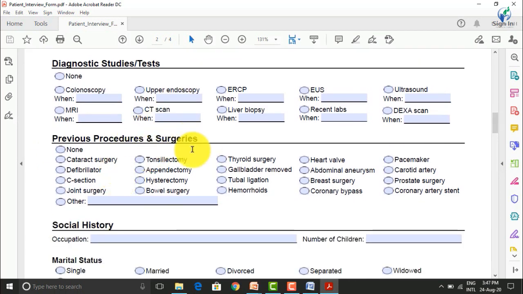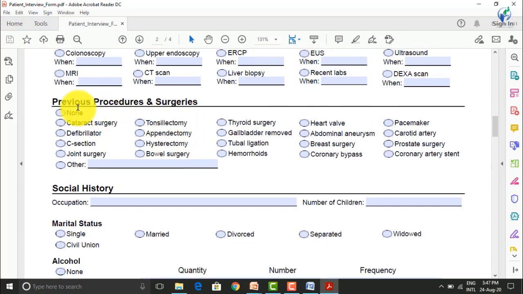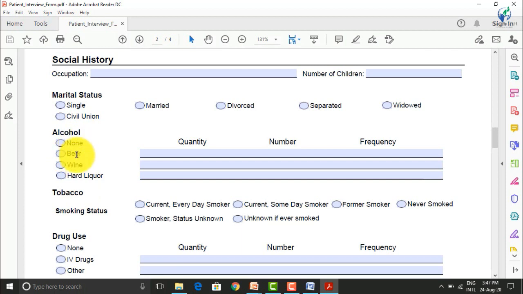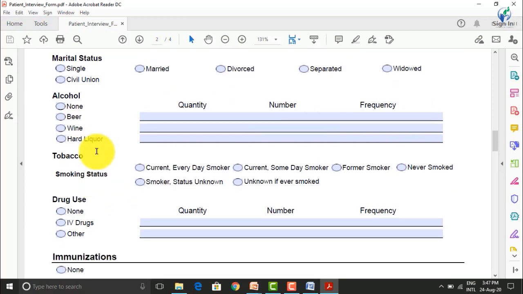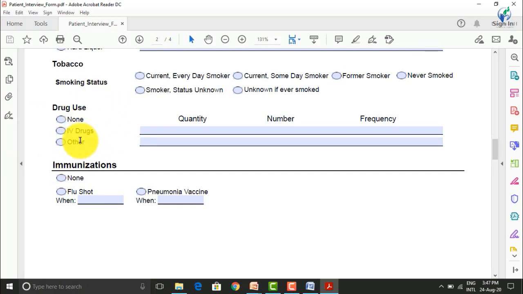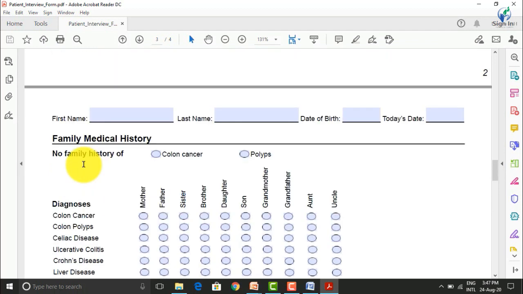Then previous procedure or any surgeries that have been carried out, then the information regarding the surgery is mentioned over here. Then social history, again occupational, number of children, marital status, then alcohol use, if the person is using alcohol, beer, then what was the quantity, number, frequency, wine, hard liquor, that should be mentioned over here. Then tobacco, that means the smoking status, can be mentioned over here. Then drug, if the person is taking any drug, then again any controlled drug or illicit product regarding that. Then immunization information. Then family medical history.